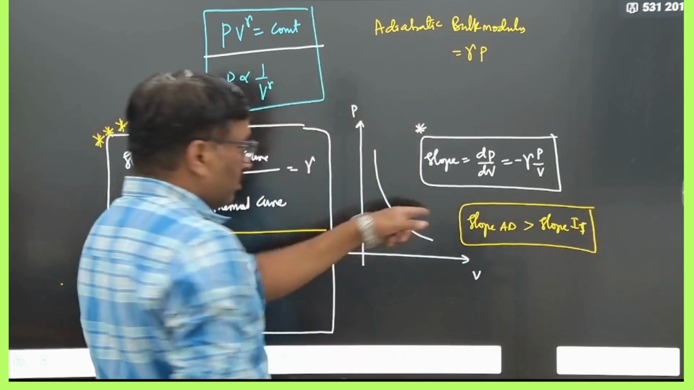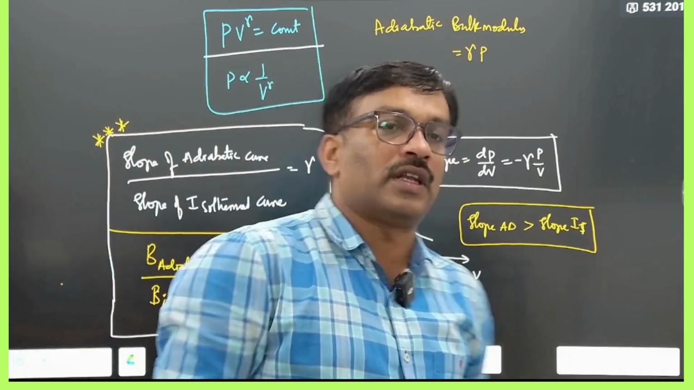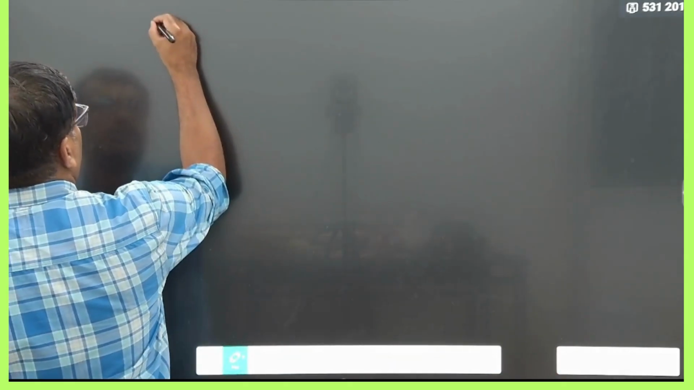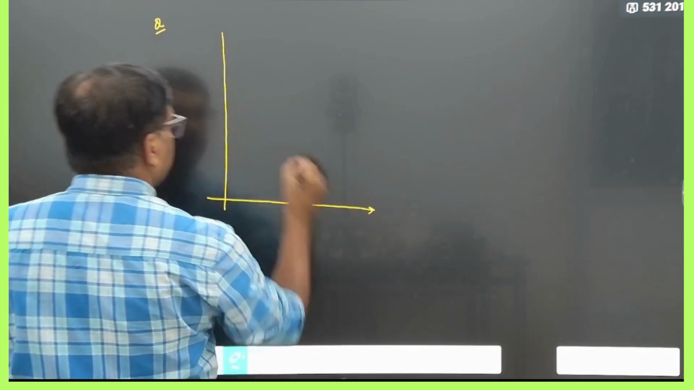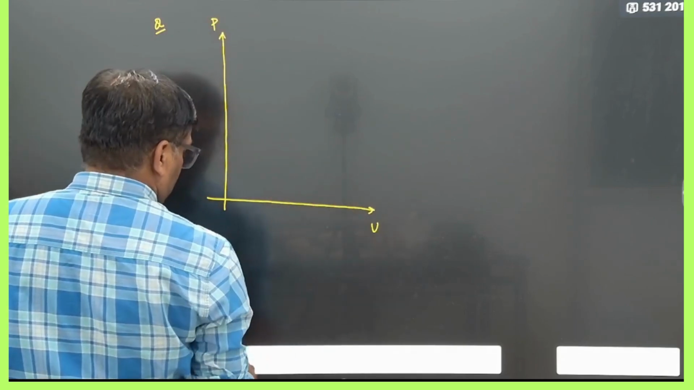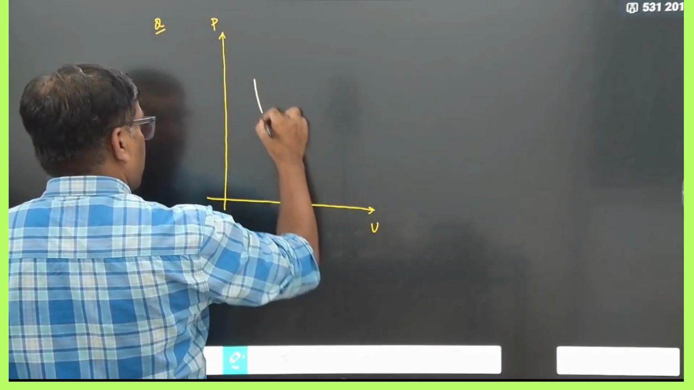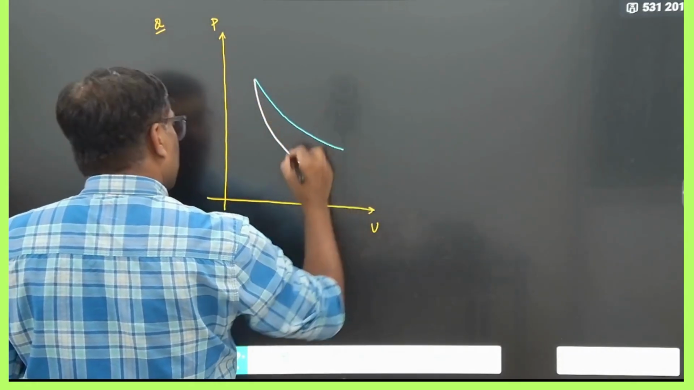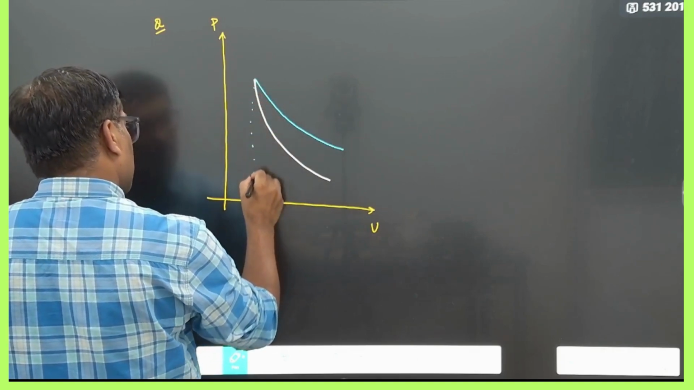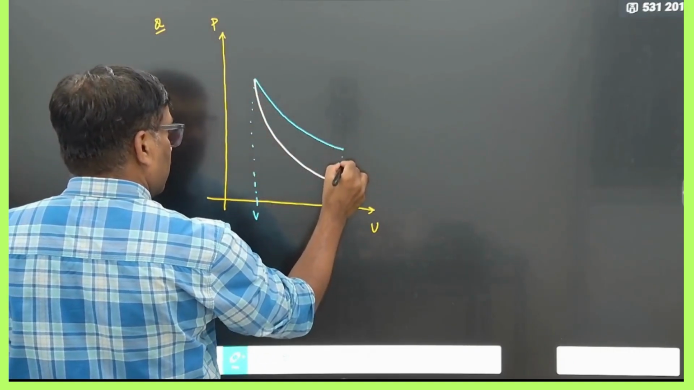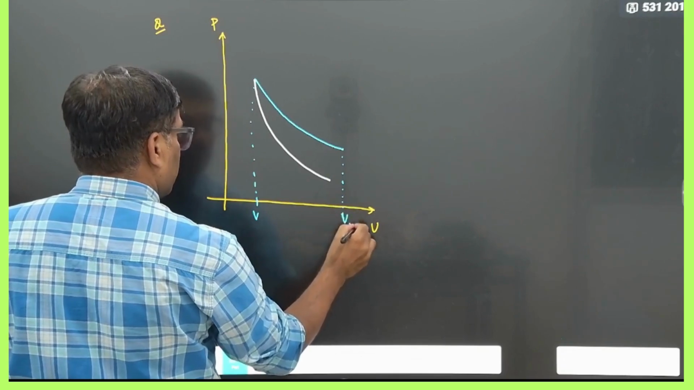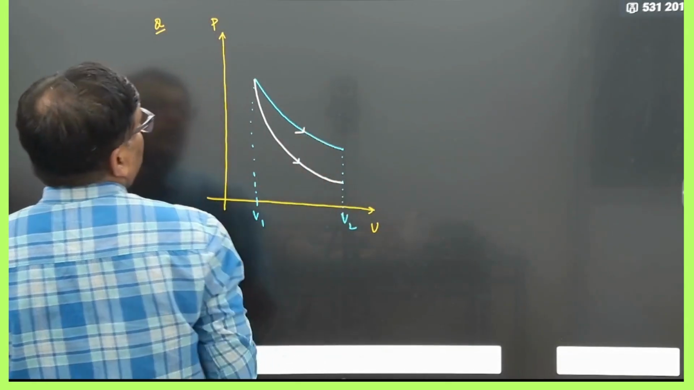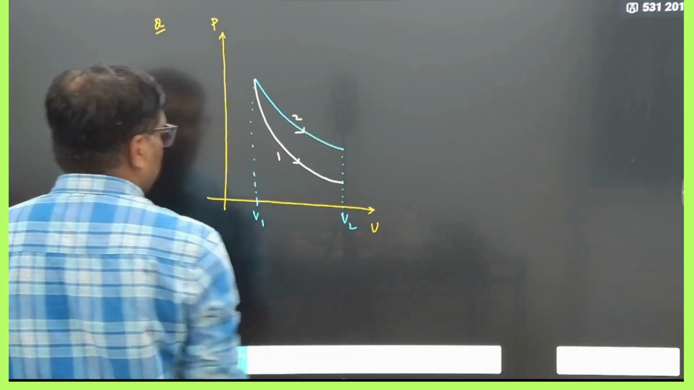So by seeing this slope only, we can identify whether it is an isothermal process or an adiabatic process. Let us see one simple question now. Here this is PV, and two graphs are there. One graph is like this, another graph is like this. This is an expansion, so here it will be V1, V2. Can you tell me which one is isothermal and which one is adiabatic?